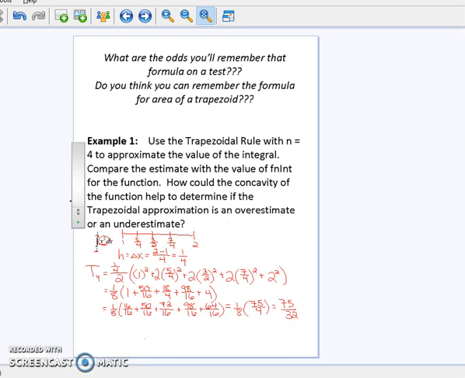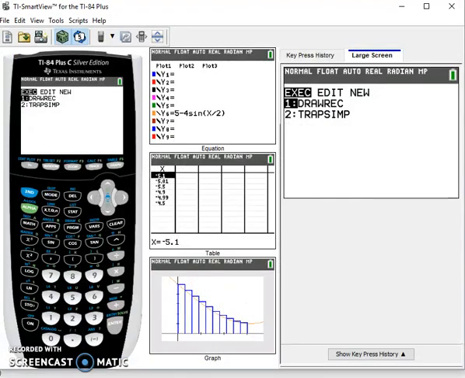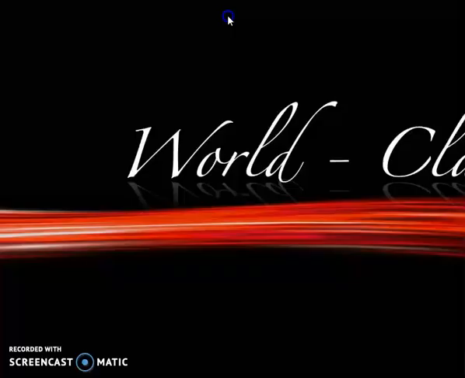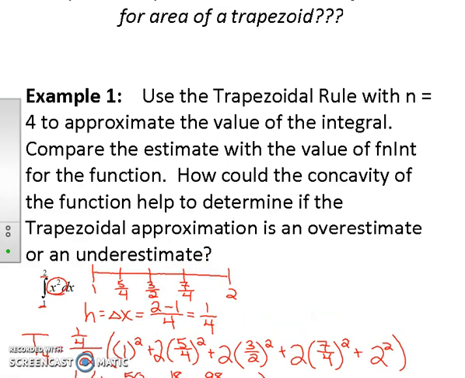So let's go to our calculators. I'm going to hit Math 9, and then I'm going to put in that exact integral. You remember doing this previously, hopefully. And so the exact area under that curve from 1 to 2 is 2.3 repeating. Our estimate was 2.344, which is an overestimate of the exact area.